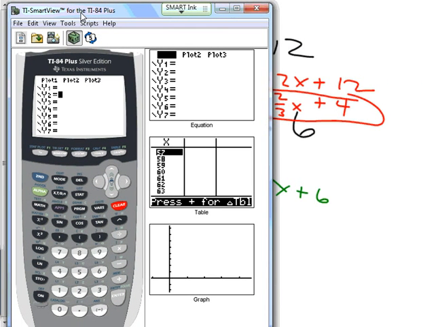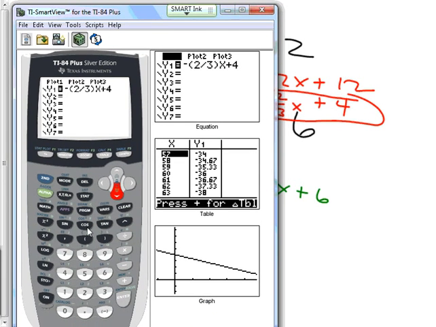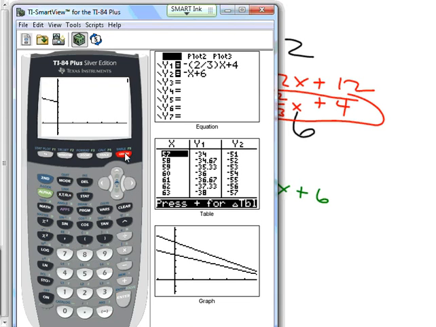So negative 2/3 x plus 4. Negative 2/3, I'm going to put in parentheses like this: negative 2/3 divided by 3 x plus 4. And the other one, I'm going to put in as negative x plus 6. Enter. Graph.